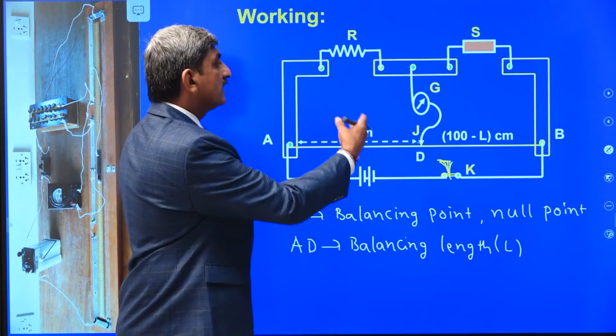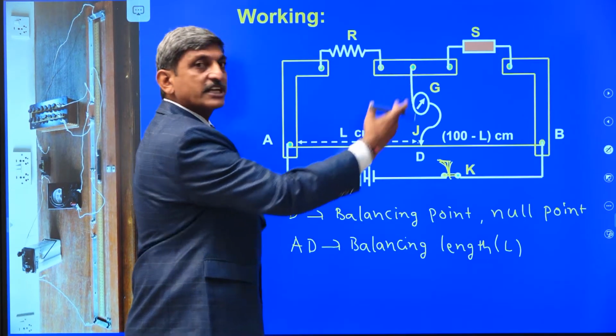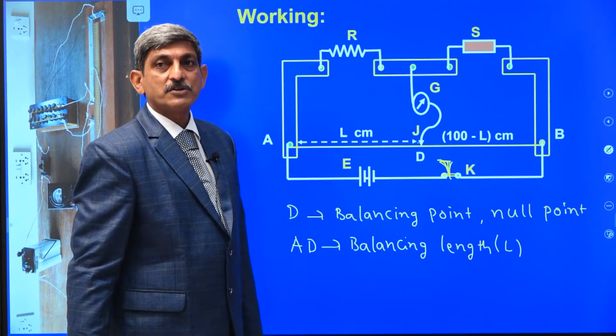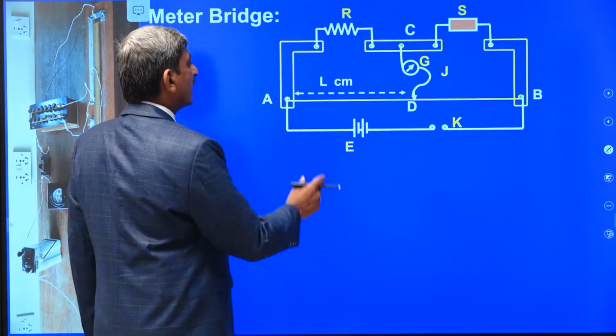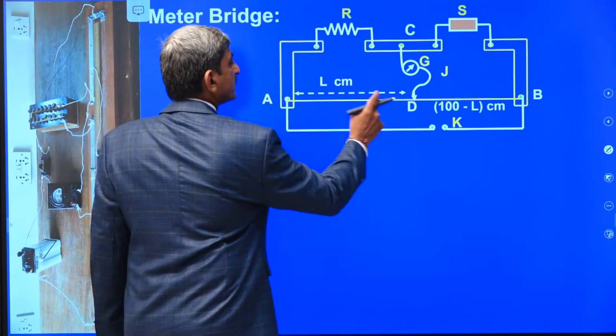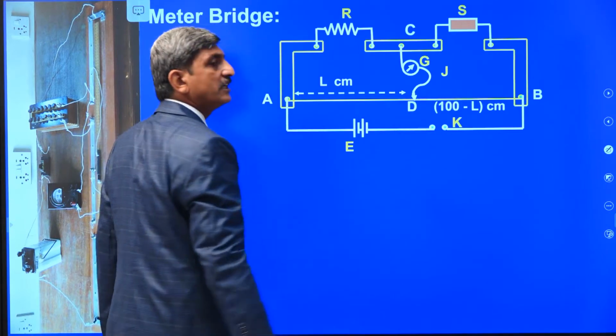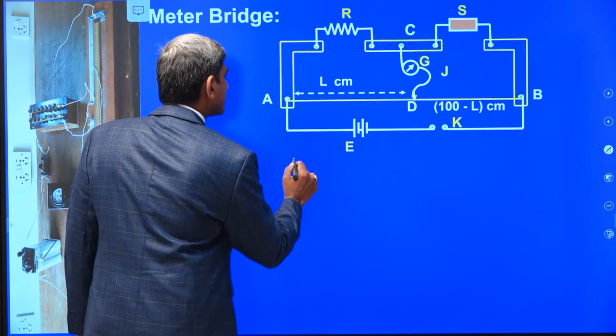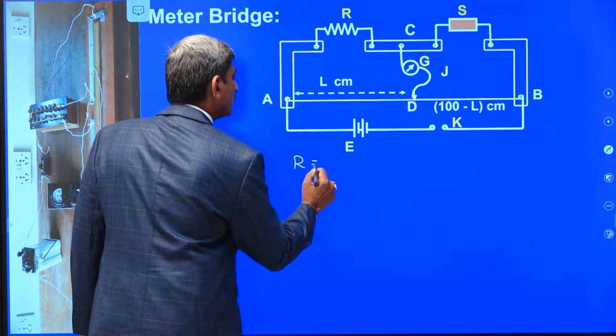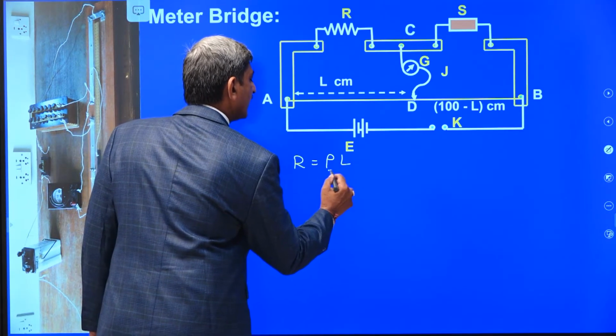Now, let us see how the meter bridge can be modified into the Wheatstone bridge. For that, first of all, I am going to calculate the resistance of this AD part and the resistance of this DB part. For that, we already know that the resistance of the wire R is equal to rho L by A.